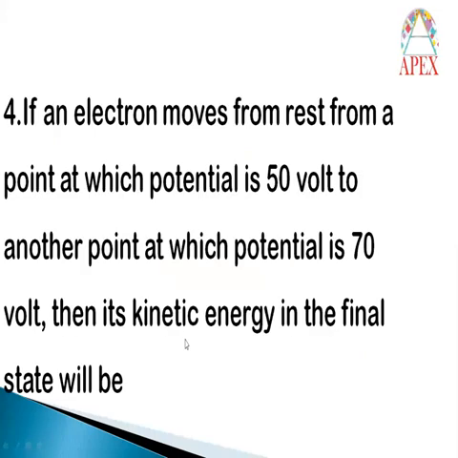Next, question number 4. If an electron moves from rest from a point at which potential is 50 volt to another point at which potential is 70 volt. So there are 2 points considered. One point is at 50 volt potential and the other point is at 70 volt potential. If an electron is just moved from this 50 volt potential to 70 volt potential, then its kinetic energy in the final state will be, they're asking here about kinetic energy.